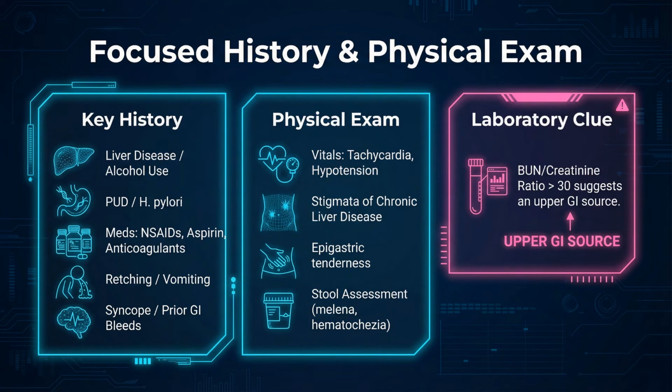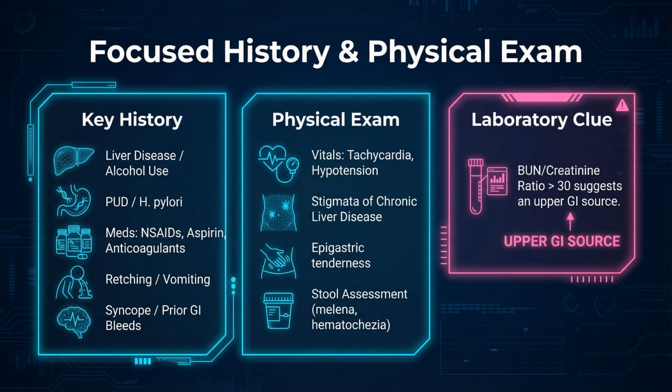Next, perform a focused history and physical exam. Key historical points include any history of liver disease or heavy alcohol use, prior peptic ulcer disease or H. pylori infection, and a thorough medication history, looking for NSAIDs, aspirin, anticoagulants, and antiplatelets. Ask about recent retching or vomiting, which might suggest a Mallory-Weiss tear, and any episodes of syncope. Also inquire about prior GI bleeds, any known cardiovascular disease, and prior aortic surgery, which could raise suspicion for a rare aortoenteric fistula.